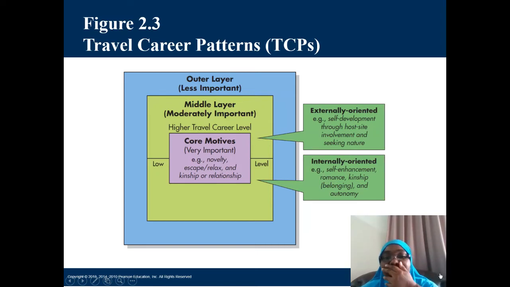Next is the middle layer, which is moderately important. Okay, moderately important. You want to travel at a higher travel career level. Perhaps you want to go for self-development. All right, you want to seek information about nature, you want to see nature, you want to do all sorts. While the outer layer is less important, there are less important reasons for traveling.